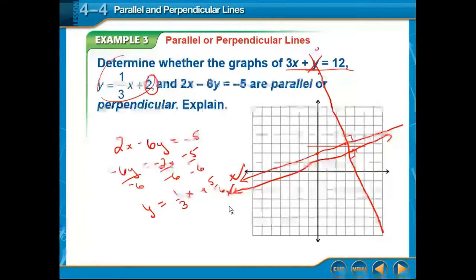Okay, you can also tell by looking at the slopes. So in this case, our slope is 1/3. Here, if I were to solve this for y, I would have y equals -3x plus 12. So the slope in this one is -3. And then the slope in this one, if I were to get y by itself, I did there, is 1/3.